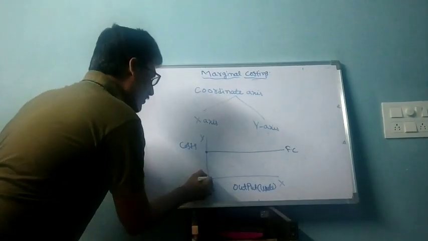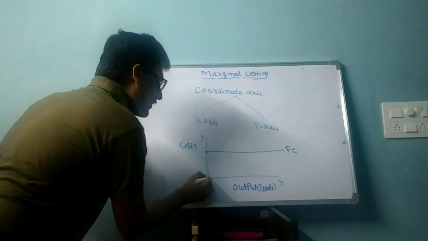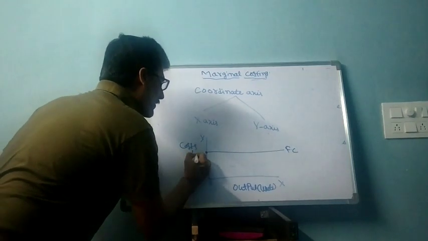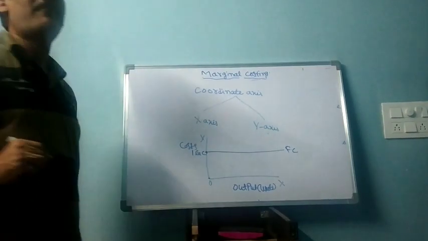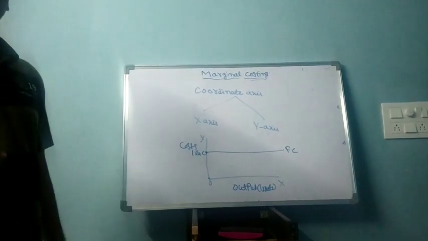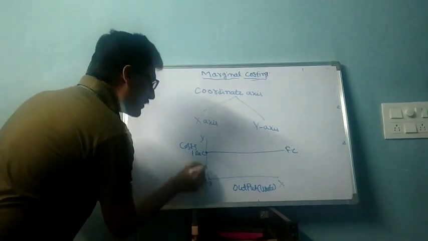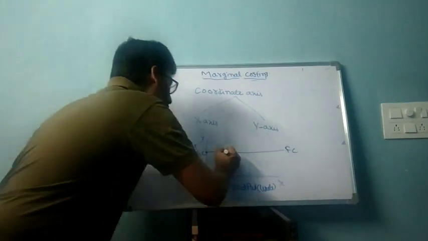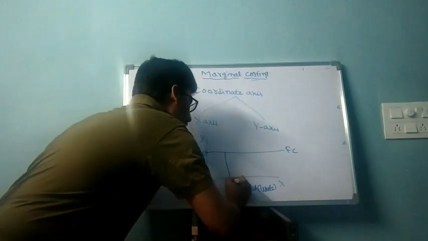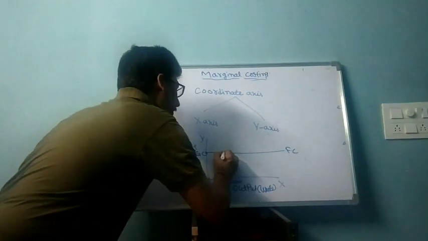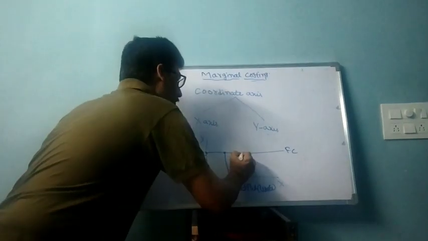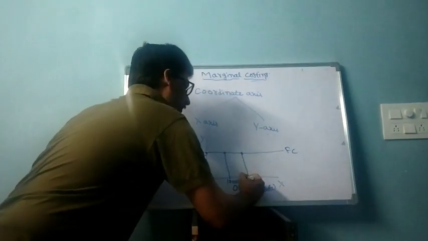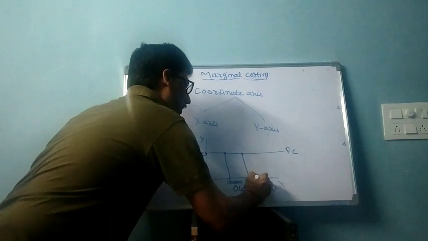See, if you want, you can observe it. Even though you produce 0 units, fixed cost will be this one. Let us assume that fixed cost is 1 lakh. For your example, I am taking fixed cost as 1 lakh. If you produce 0 units also, fixed cost is 1 lakh. If you produce, let us assume, 10,000 units, fixed cost how much? 1 lakh only. Even though you produce 20,000 units, fixed cost is 1 lakh only.